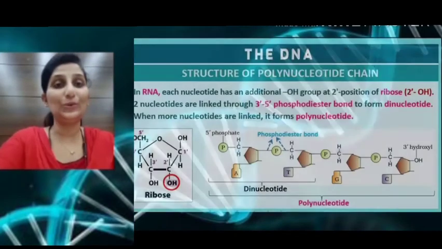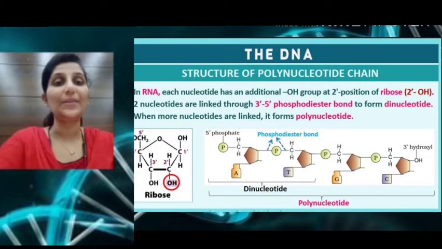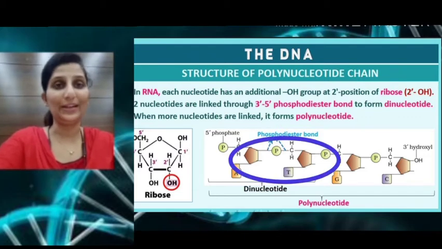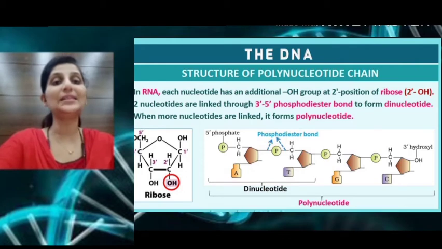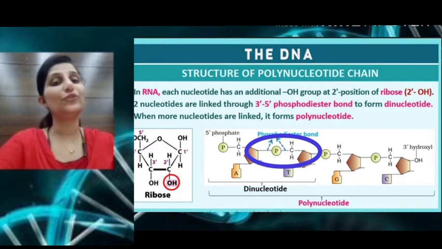Two nucleotides are linked together to form a dinucleotide, and these are joined together by means of a bond called the 3'-5' phosphodiester bond. And let us see how this phosphodiester bond is formed.